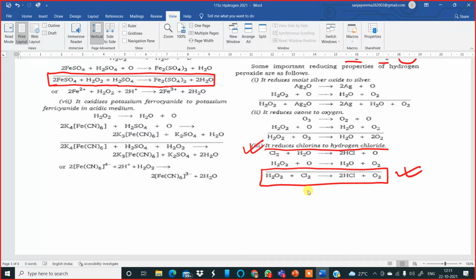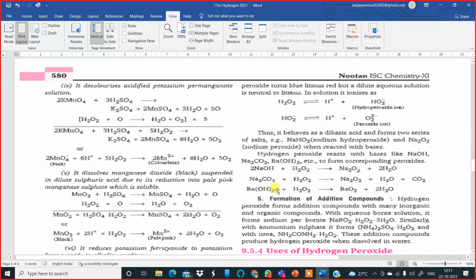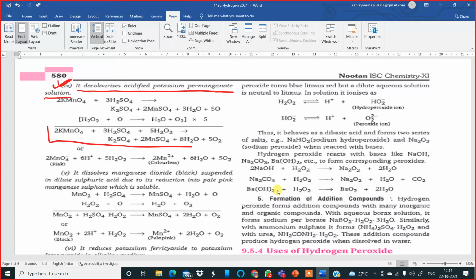The next one is that hydrogen peroxide decolorizes acidified potassium permanganate solution. This one, number four. So try to practice the final equation over here. When you react acidified potassium permanganate with hydrogen peroxide, it forms potassium sulfate, manganese sulfate, water, and oxygen is liberated. So these are the only two reducing reactions over here which are important.